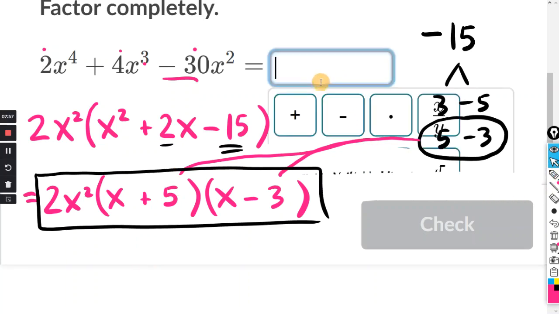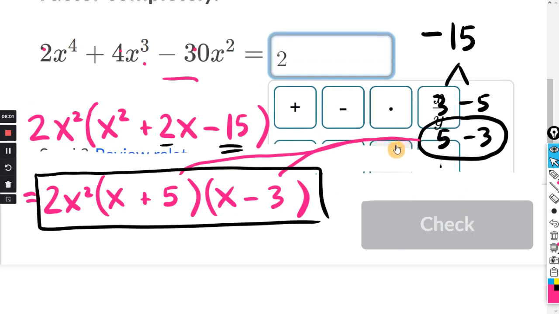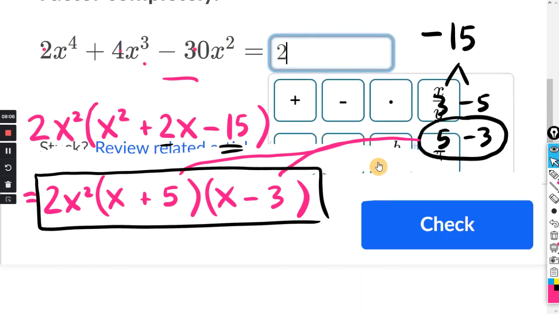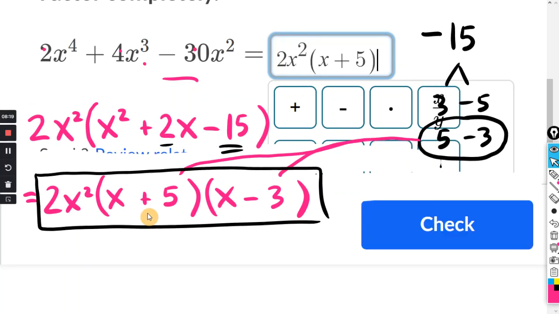All right, so just click in the box. Type 2x. Oh, not the exponent button yet. Okay, hold on a sec. 2x, exponent button, squared. Hit the right arrow key. Parentheses, x plus 5. Right arrow key, parentheses, x minus 3. All right, you don't have to close the parentheses. It does that part for you. Just make sure your answer is correct.